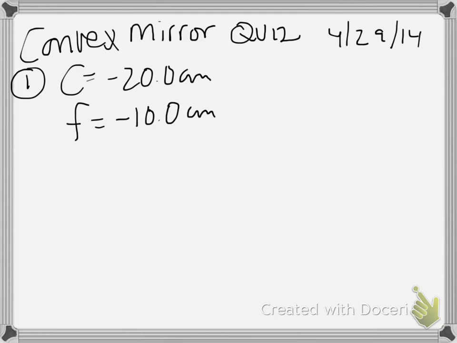Center of curvature -20, focal point -10. Have you screwed up already, or are you okay with that? Okay. Focal length, remember, is always half of center of curvature, and for a convex mirror, they're both negative. Always.